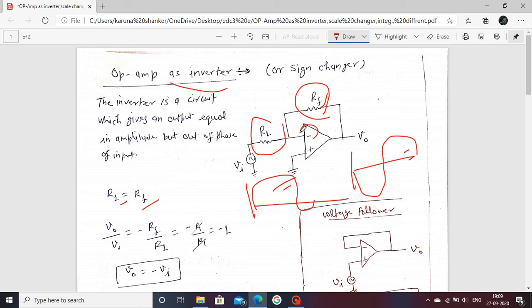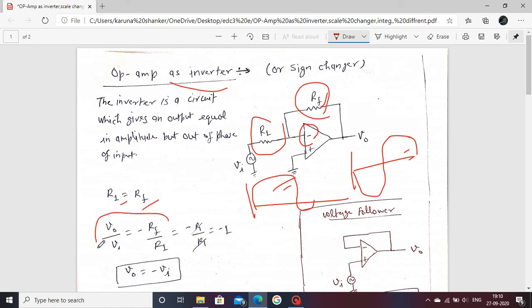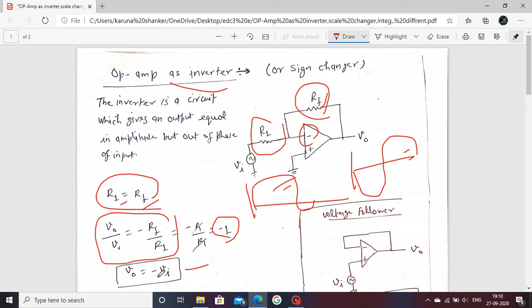Here you have seen the input is applied to the negative terminal and the positive terminal is grounded. We have already seen in the inverting amplifier the relation V output upon V input is equal to minus RF upon R1. By putting in the relation RF upon R1, both values are equal, so they cancel out, and we get minus 1. Cross multiplying, V output equals minus V input. Observe this relation: the output is negative, so it is 180 degrees out of phase with the input.